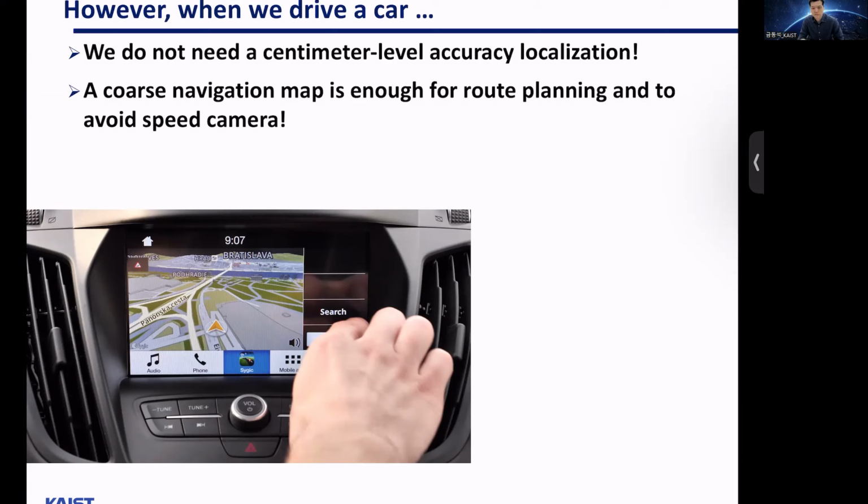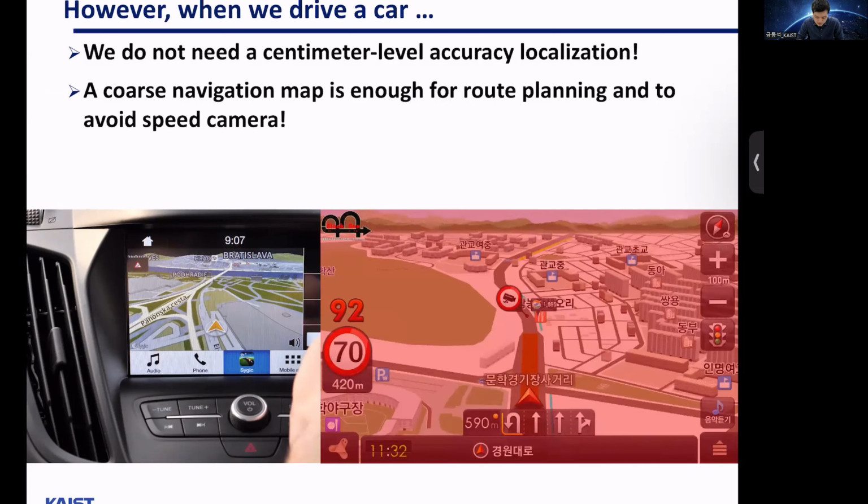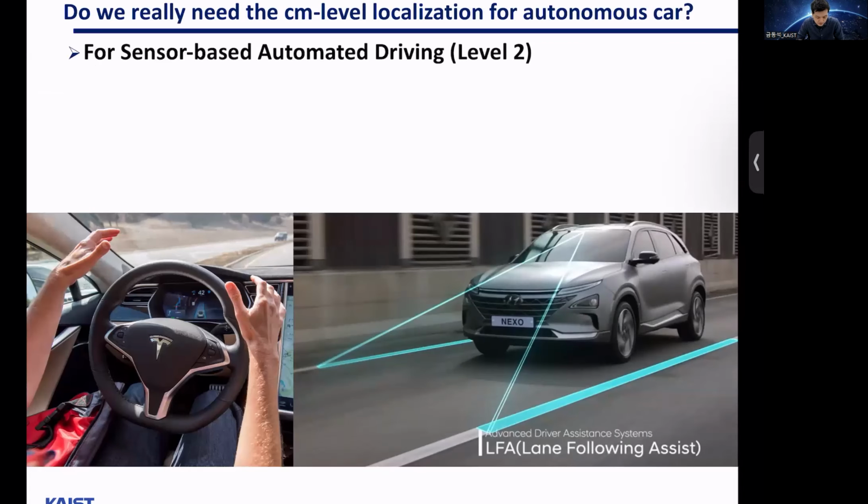Well, we'll try to answer that question in the following slides. Back to human drivers, we use a coarse navigation map, which is enough for route planning, and sometimes to avoid speed cameras. So let's go back to this question. Do we really need centimeter level localization for autonomous cars?